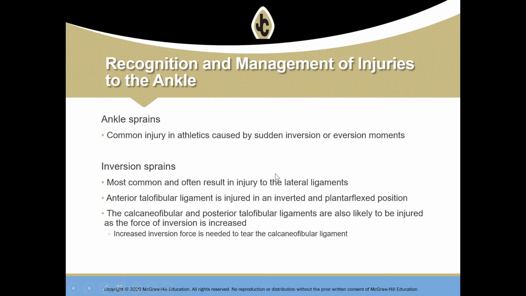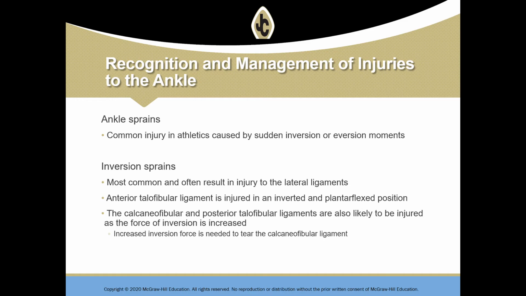So when we have an inversion ankle sprain, we're injuring the lateral ligaments. And when we talk about the lateral ligaments, remember we're talking about the anterior talofibular ligament, the calcaneofibular ligament, and the posterior talofibular ligament. Again, the ATF, the CF, and the PTF.